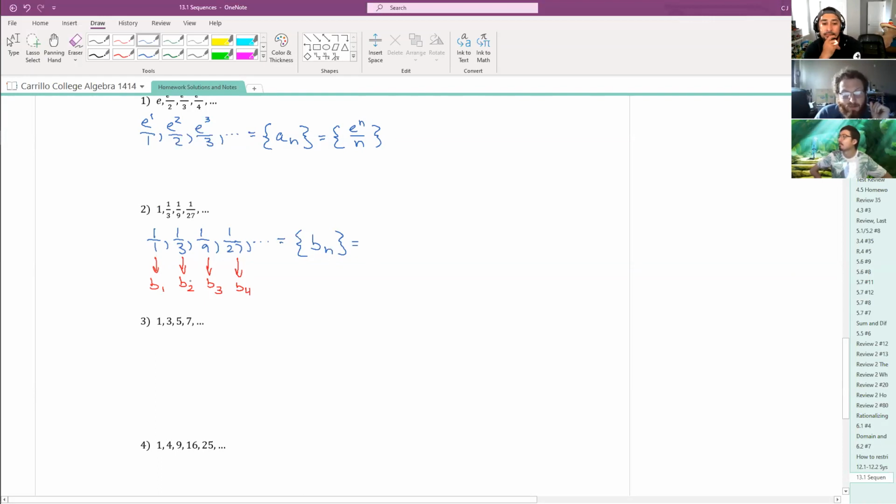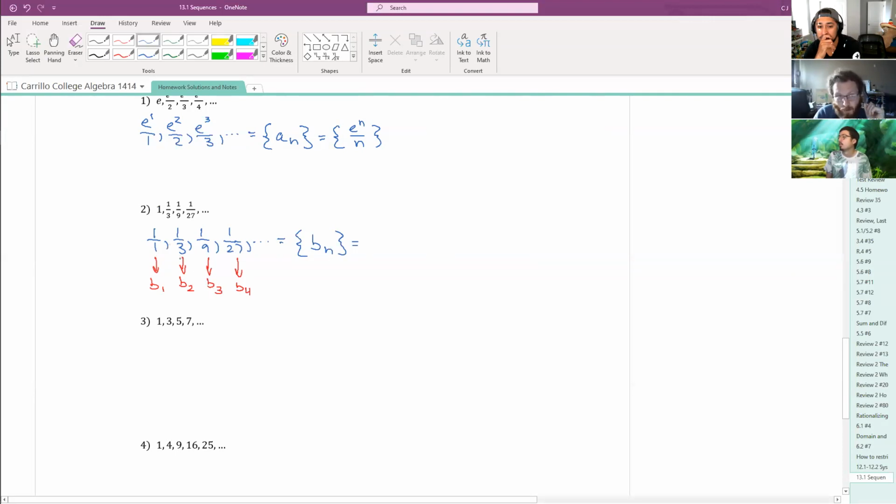But let's think about this. If we're saying that it's the denominator raised to some power, we plug in a 2 and get a 3, plug in a 3 and get a 9, plug in a 4 and get a 27. What power do you have to raise 3 to in order to get 3?